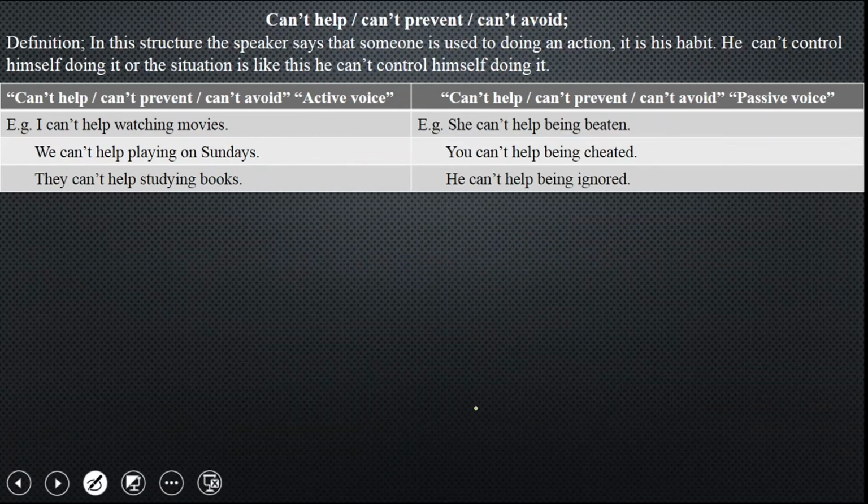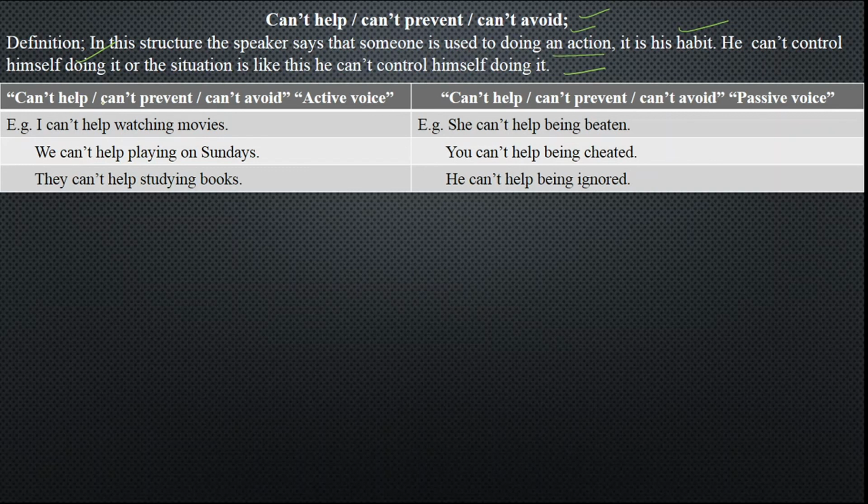And now we have got the last slide to be discussed. Can't help or can't prevent or can't avoid. You can use one of them from the three. And now let's discuss the definition of the same structure where you are going to use it. In this structure, the speaker says that someone is used to doing an action. Someone is addicted to doing an action. It is his habit, or he can't control himself doing it, meaning he is so addicted to doing this that he cannot stop himself, or the situation is like this, he can't control himself doing it, so he is out of his control, meaning it is quite hard for him to leave this.